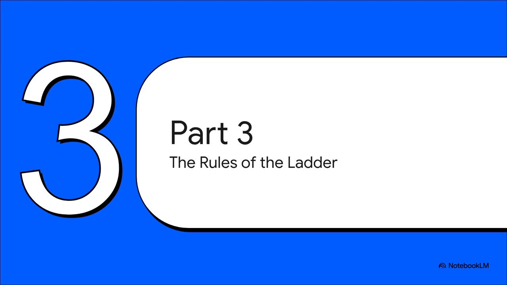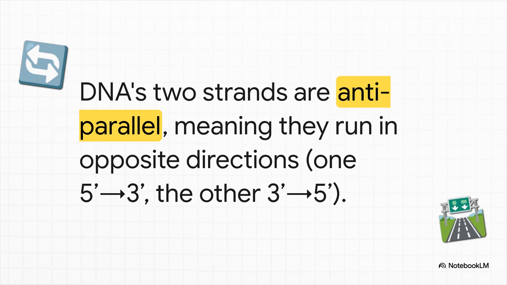Okay, so we have all our pieces laid out on the table. Now let's look at the instruction manual. These are the very specific rules that control how all those pieces snap together to form that iconic double helix. First thing you gotta know, the 2 long strands that make up the sides of our ladder are anti-parallel. Just picture a 2-lane highway where traffic in one lane is going north and traffic in the other is going south. That's exactly how the 2 strands of DNA are set up. It's a design that gives the molecule incredible stability.